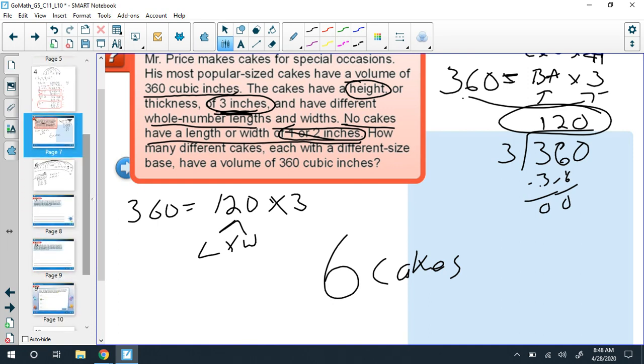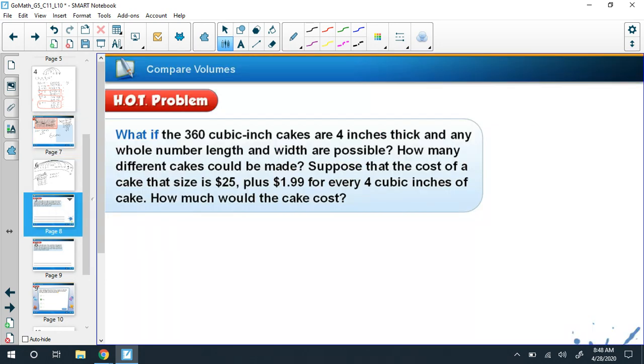Okay, one more, and then I think that we're going to wrap up this lesson. Here, what if the 360 cubic inch cakes are 4 inches thick and any whole number length and width are possible, right? So basically we're doing the exact same problem, except instead of it being 3 inches, now they are all 4 inches, right? So our height equals 4 inches. And we can include those 1 and 2 inch side lengths.